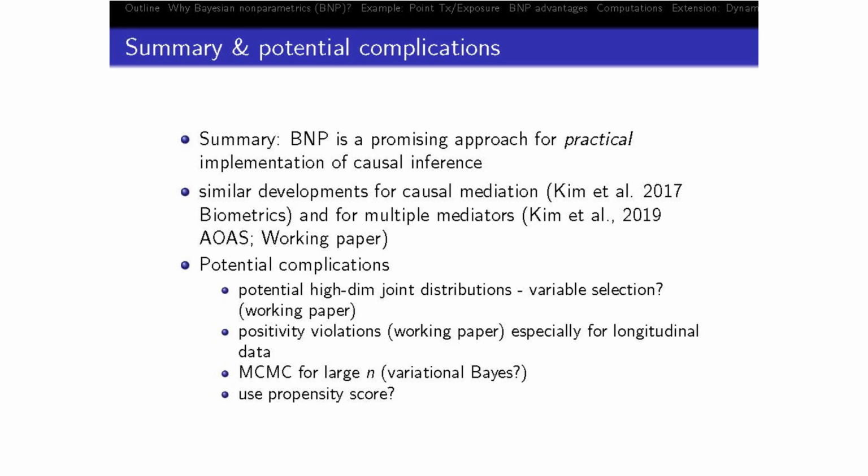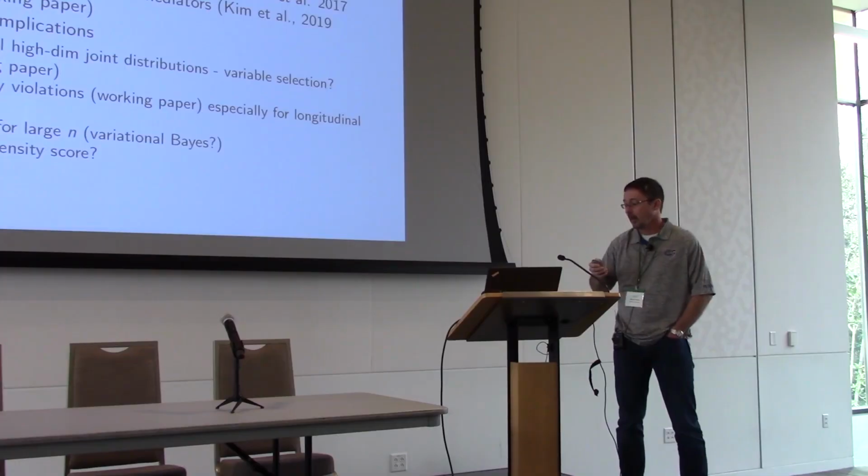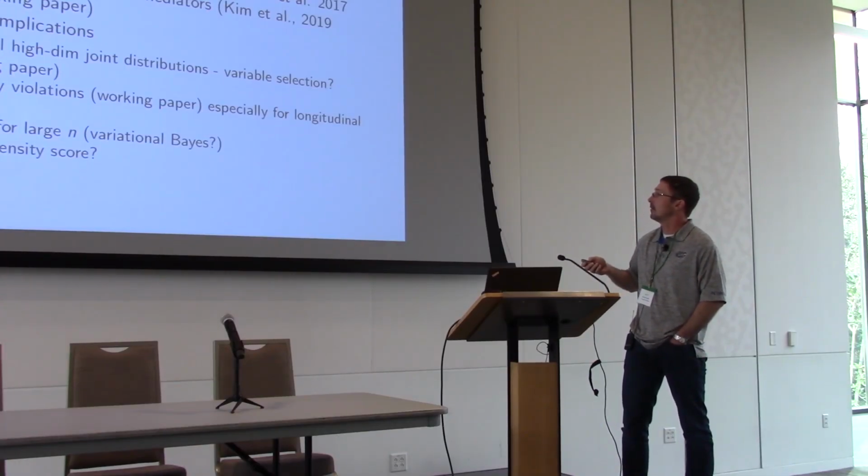The potential complications here are, if you have high dimensional joint distributions, i.e. potentially a lot of confounders, you probably want to do some sort of variable selection. It's a little more complicated here, because with linear models, variable selection is about betas being zero. Here it's more complicated, but there's relevant literature in computer science and in statistics.